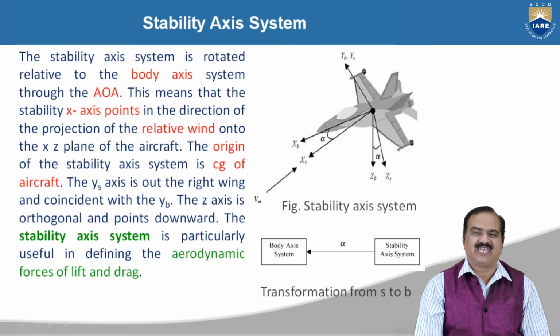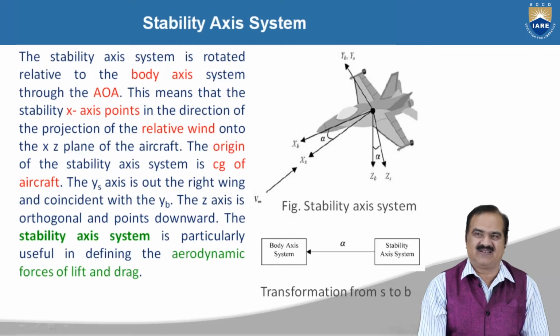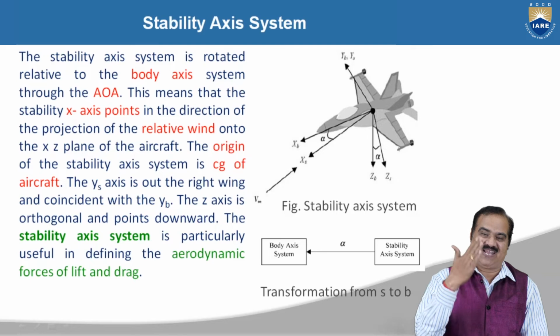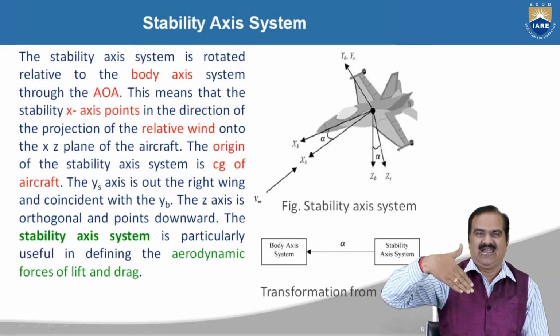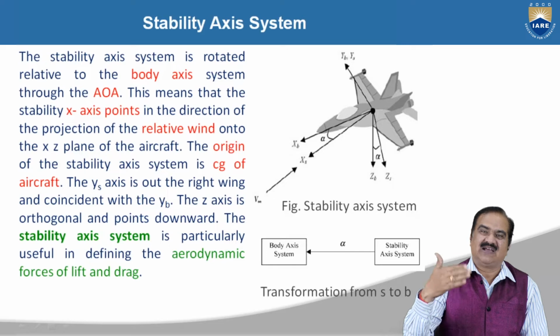Here I also gave one more diagram. In this we have the stability axis system and the body axis system. If you want to convert the stability axis system to the body axis system, we have to give a rotation of alpha, where alpha is the angle of attack. And this alpha is in the xz plane. It means it is in the vertical direction, so in this vertical direction your alpha is considered.